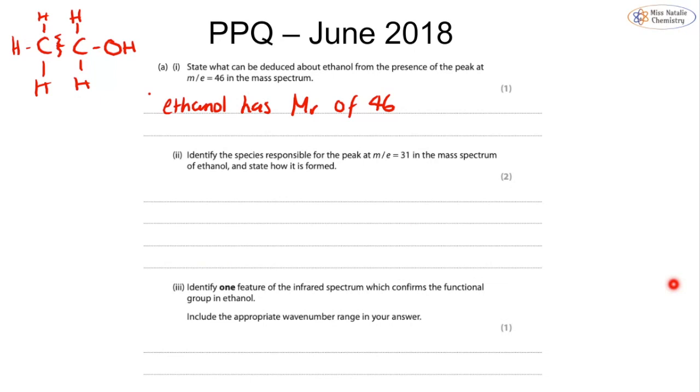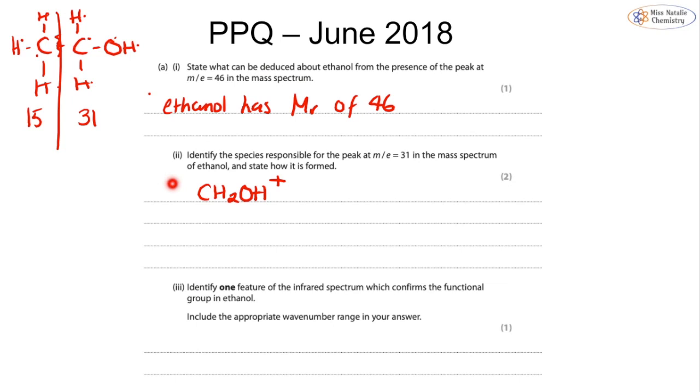We can check that this side is going to be 12, 13, 14, 15, if we fragment it here, whereas here we're going to have 12, 13, 14, 15, plus 16 giving us a peak of 31. So that peak has to be our CH2OH, and always remember to put your plus sign. They will not accept any other answer. It cannot be written as CH3O because that is not the way that the molecule is actually made up. It is the actual fragment itself.